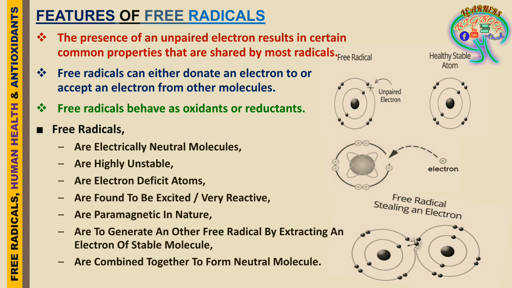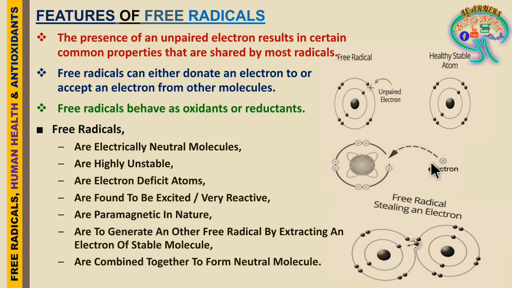Now when you consider the last point, free radicals combine together to form a neutral molecule. If you get a similar kind of free radical on the other side and they come together, both the free radicals are going to react to become a stable form of the molecule. So that stable form is going to act as a neutral molecule. This neutral molecule is always beneficial to the system or the health.